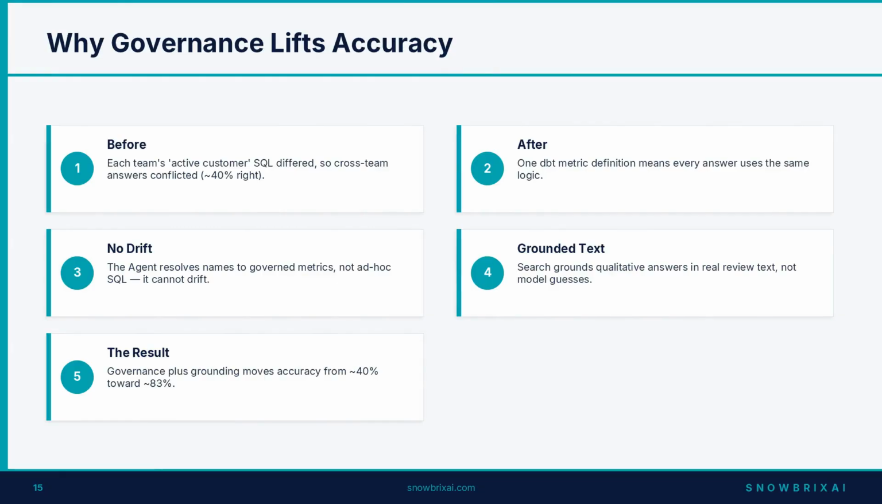So why does governance actually lift the number? Before, each team's active customers SQL differed, so cross-team answers conflicted right about 40% of the time. After, one dbt metric definition means every answer runs the same logic. The agent cannot drift because it resolves names to governed metrics, not to ad hoc SQL it invents, and search grounds the qualitative answers in real review text, not model guesses. Governance plus grounding, that is what moves accuracy from about 40 toward 83.